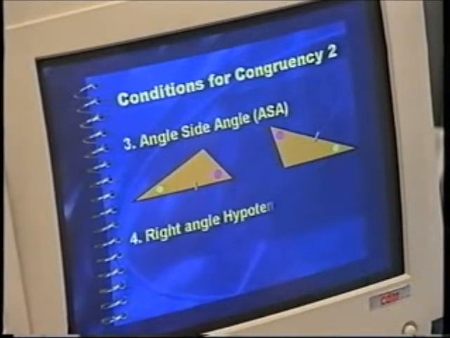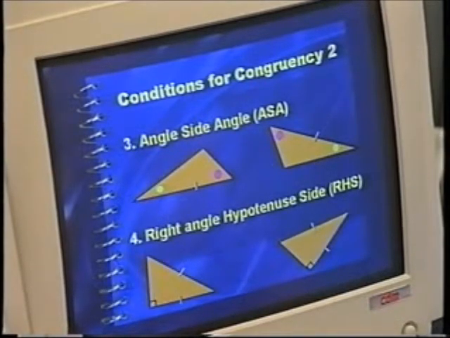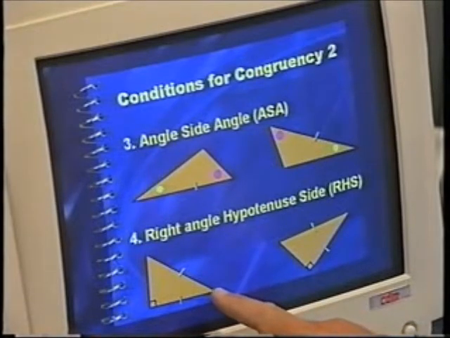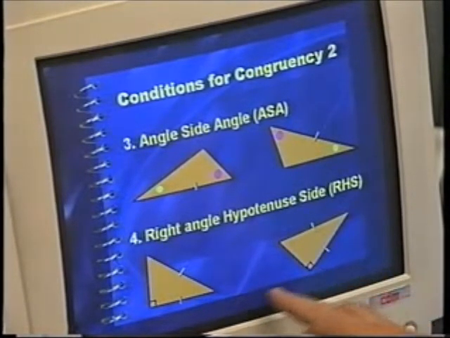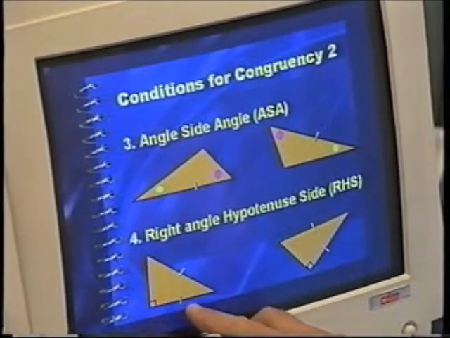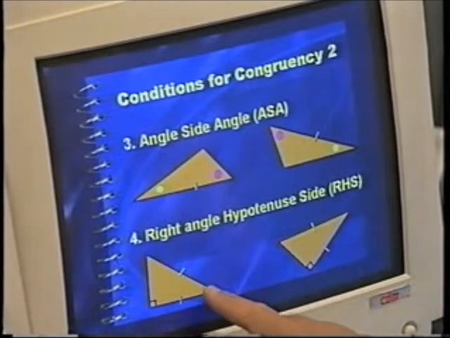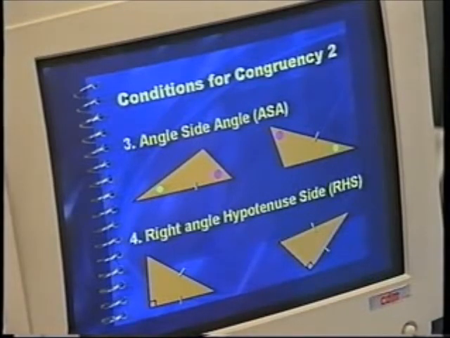And then the fourth one, and that is used most of the time, is the right angle hypotenuse side, RHS. If you know the hypotenuse of one triangle and the hypotenuse of the second one are equal, you know there's a right angle there and a right angle there. You know those two sides correspond, and those two triangles are congruent. Congruent triangles are used a lot in geometric proofs.